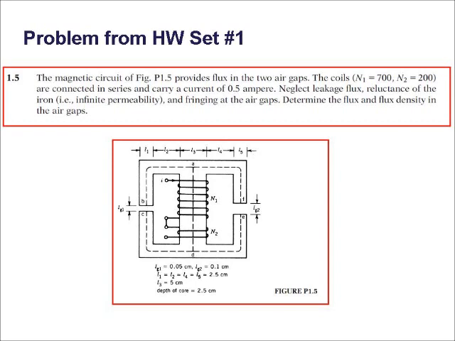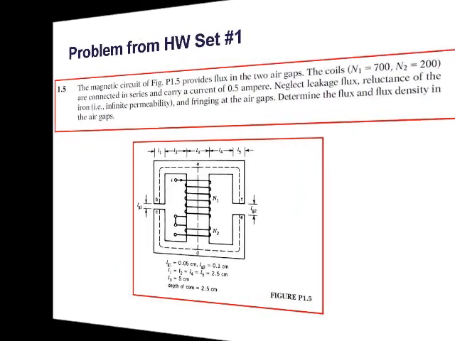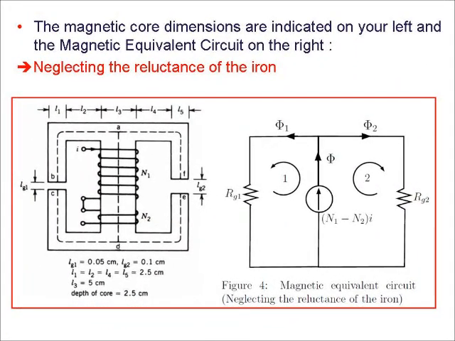Neglect leakage flux, reluctance of the iron, that means you are assuming infinite permeability, and neglect fringing at the air gaps. You have to calculate the flux and flux density in the air gaps. So you see a figure here, and if you go to the next page, you see that we have on your left the magnetic circuit showing all the core dimensions, the lengths, the air gap length, the depth of the core.